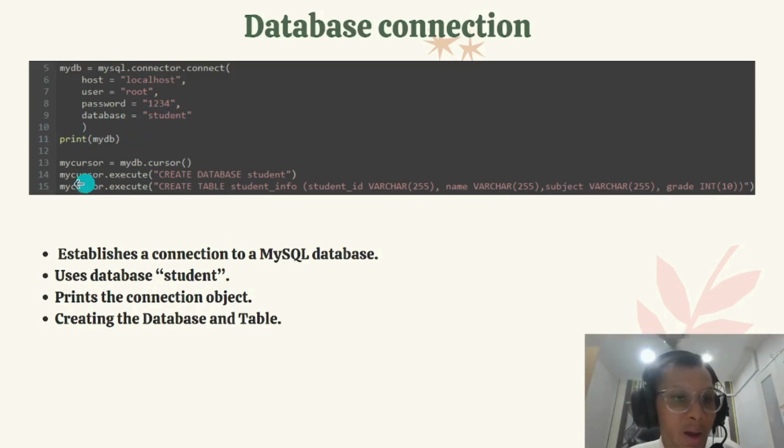And then this line will create a database called student. And this line will create a table called student info. And there will be columns for student ID, name, subject, and also grade.